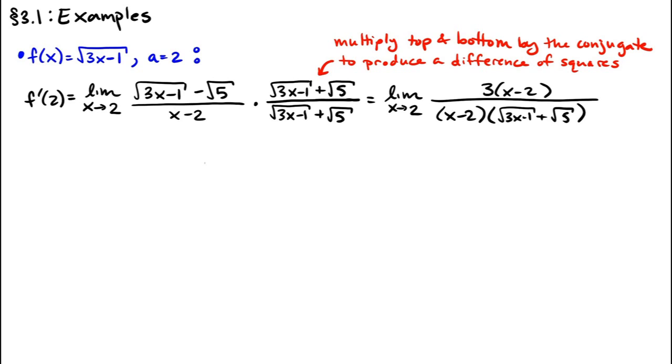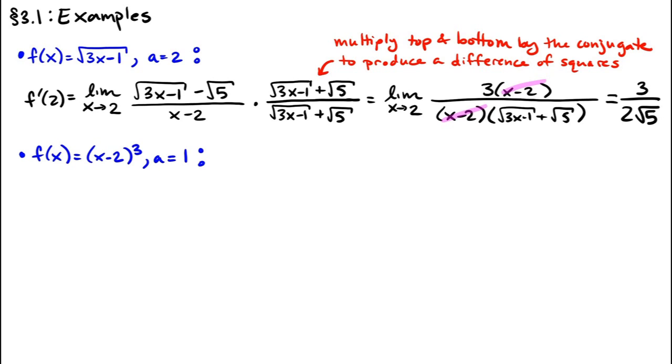The difference of squares here gives 3x minus 1 minus 5, which is the same as 3 times x minus 2. Then the x minus 2 on top and bottom cancel out, and we're able to use substitution to get 3 divided by 2 times the square root of 5.